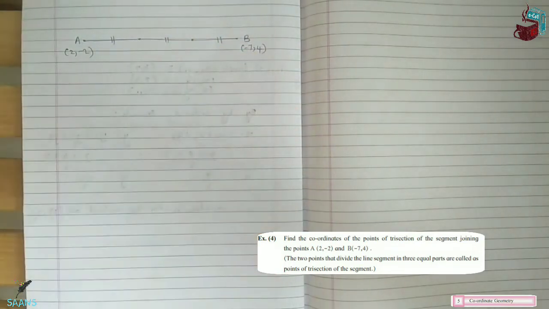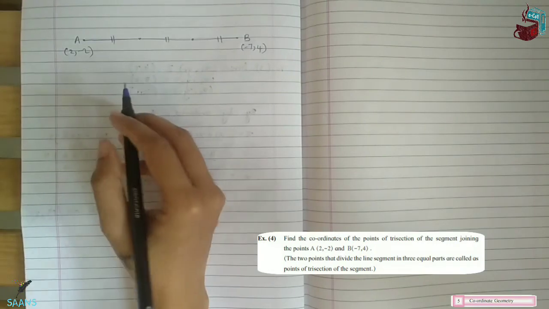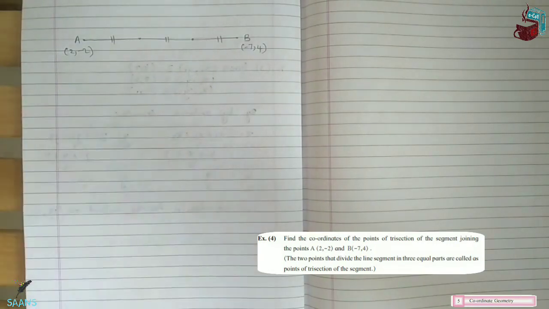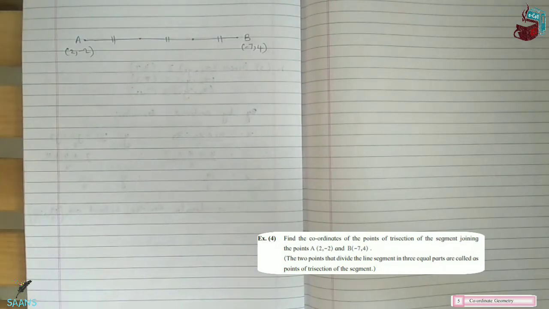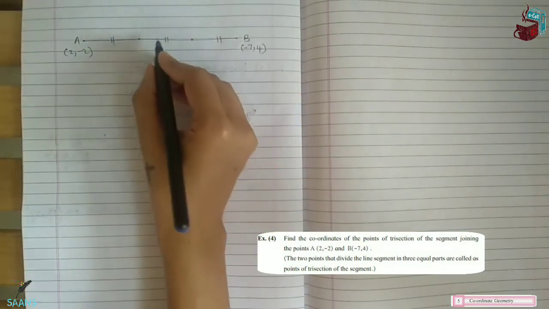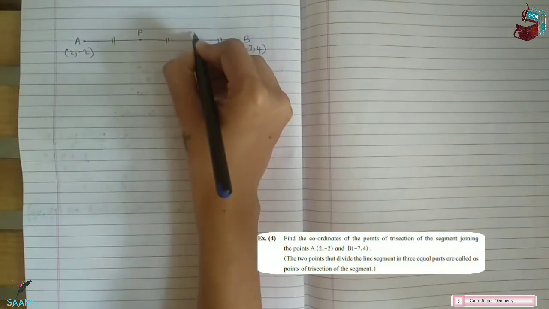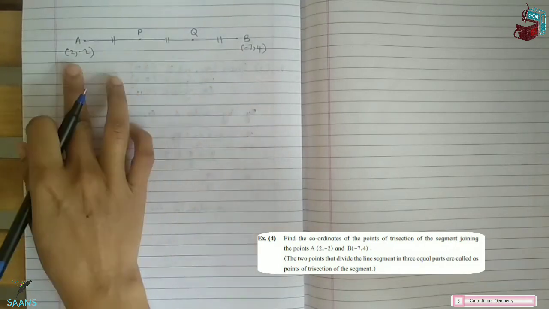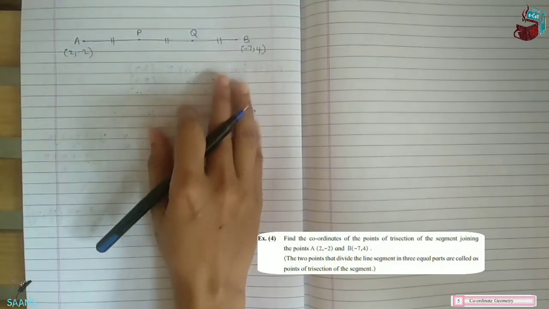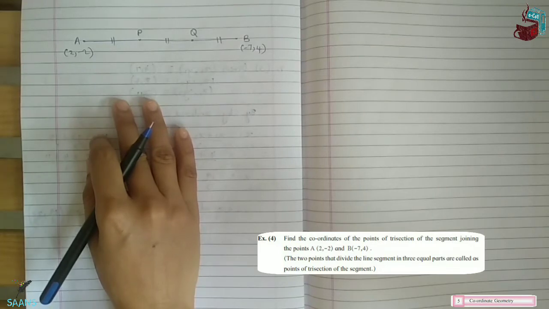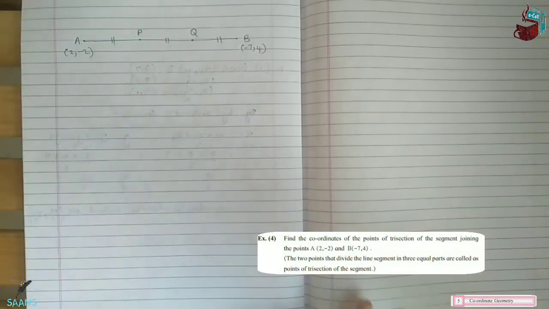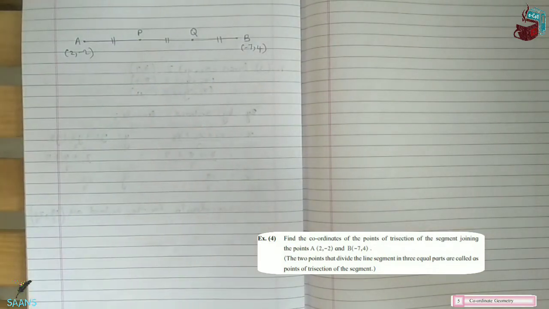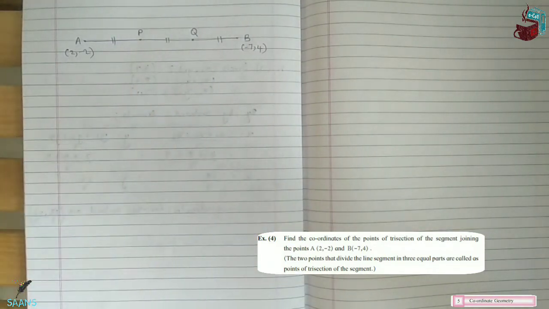Now we'll say, let P and Q be the points of trisection of a segment joining the points A and B. Points P and Q divide the line segment into 3 equal parts. So let this be point P and let this be point Q. All that statement you can see here, you all have to write on your own. I don't have that much time to write, so I'm going to skip some steps, but please do all the steps.